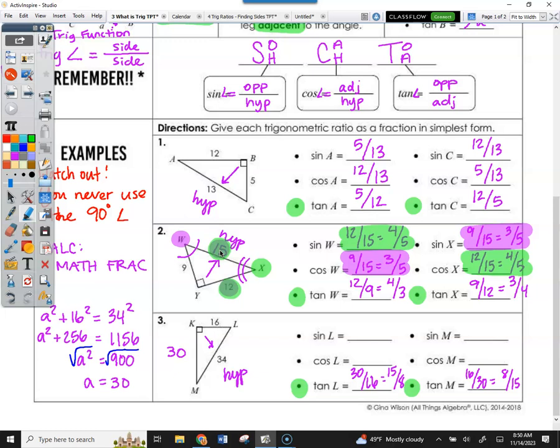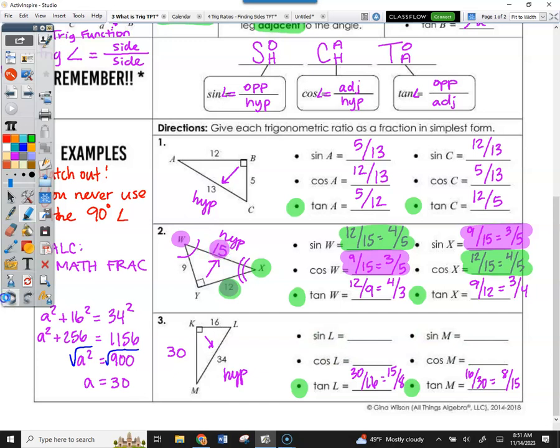So when I find sine of L, I've also found cosine of M. Switch functions, switch angles. They're going to be the same. When I find cosine L, I will have also found sine M. Now, those only work with the sine and the cosine. You will notice tangent is different. Tangent is just a matter of flipping the fraction. Okay?